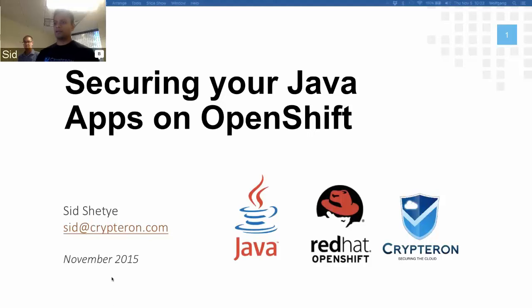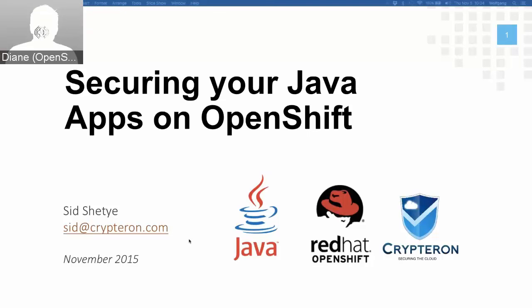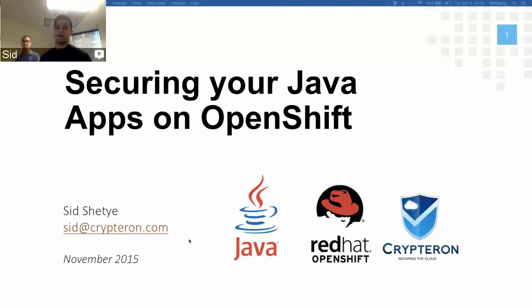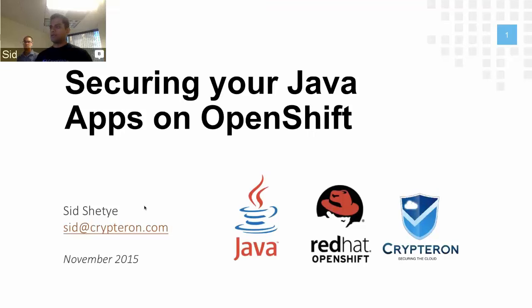Thanks, Ann. Hi, everyone, and good morning, good afternoon, good evening, wherever you might be and whenever you're watching this session. We're talking about something really exciting today. We're talking about how you can secure your applications on OpenShift. Today our focus is going to be on Java applications specifically. The technologies you're going to be seeing are Java, OpenShift, and the bulk of the data security is going to be from the Crypteron technology. Those are the three logos you see.